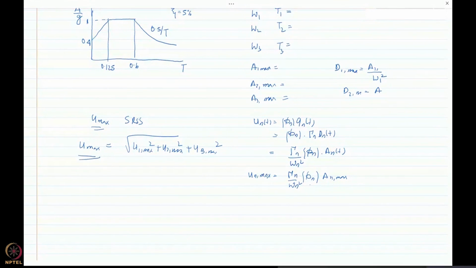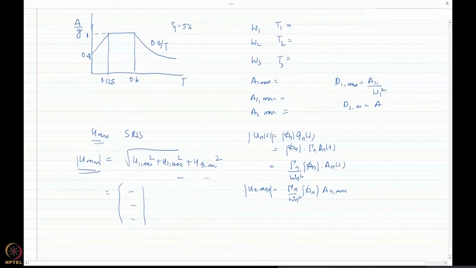Remember, when you are finding this, all of these are actually vectors, right? So just keep that in mind. In fact, this is also a vector. This would give you three values here, here, and here. And when you take the SRSS, it would be for the first degree of freedom, first degree of freedom, first degree of freedom, then second degree of freedom, second degree of freedom, second degree of freedom, and so on.